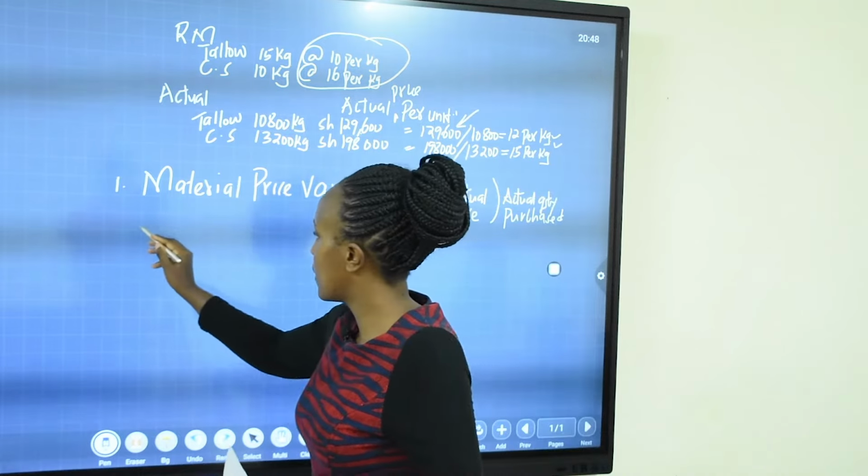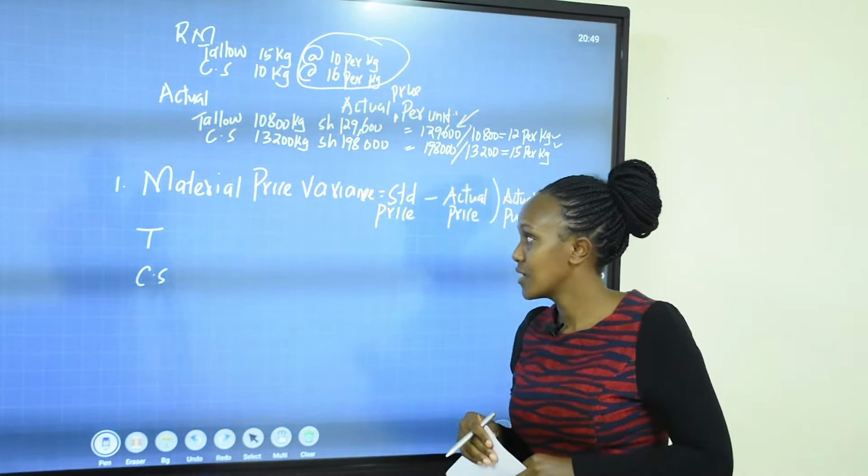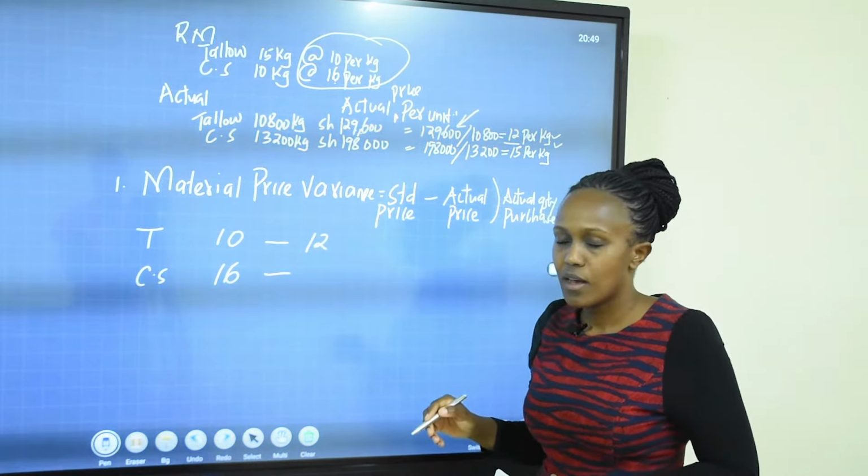So we have tallow and we also have caustic soda. Allow me to use those initials. For tallow, the standard price is 10 shillings per kg, which is what they were expecting to buy at. For caustic soda, the standard price is 16 shillings per kg. Then at what price did they actually buy? When they went to the market, we saw the actual price when we divided the total money spent by the number of kgs bought. The actual price for tallow was 12 shillings per kg, and for caustic soda it was 15 shillings per kg.